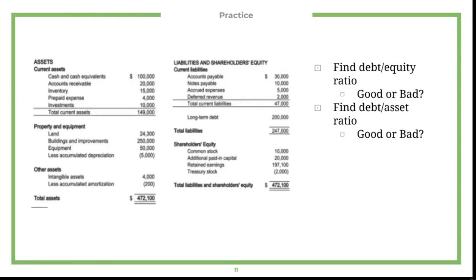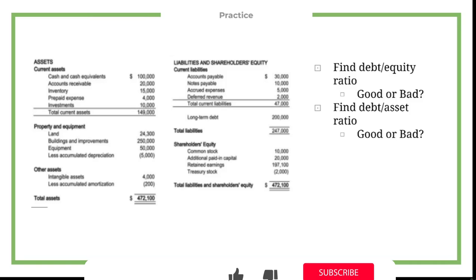So let's do some practice. I want you guys to find the debt to equity ratio and the debt to asset ratio, and then explain whether it's good or bad. So I'll give you guys about a minute to do that. Pause the video and unpause when you're ready.